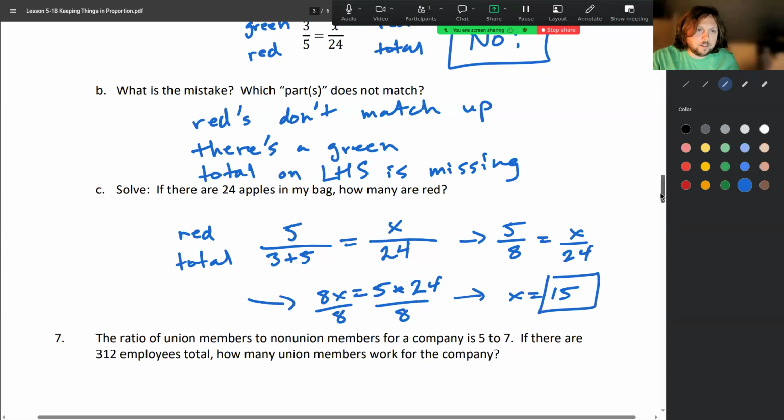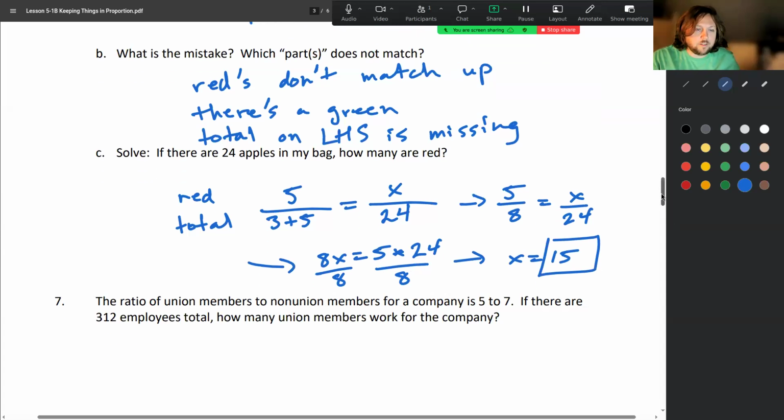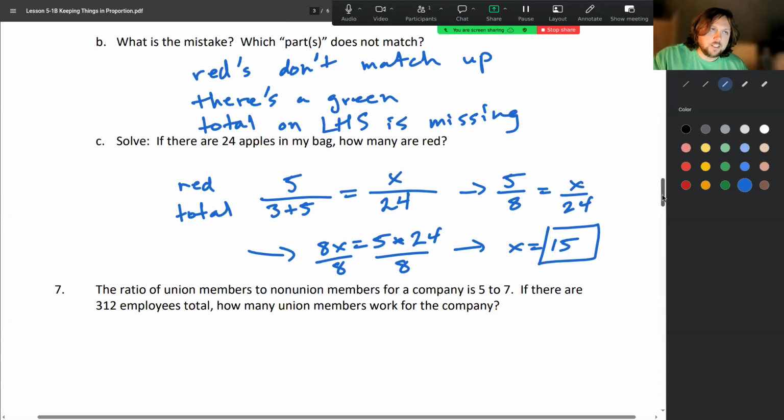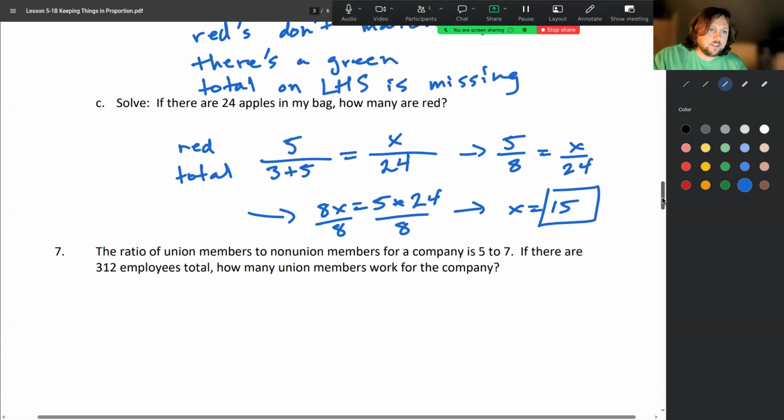Okay, so that's how many red apples there are. And then you can check that, like, so then that would be 15 to 9, and then you can verify that, yeah, that reduces to 5/3, et cetera, et cetera.